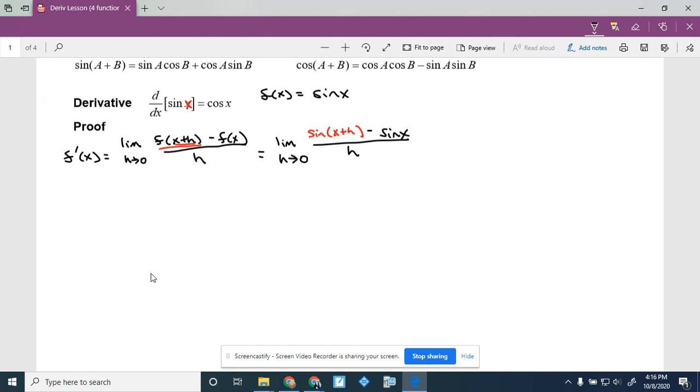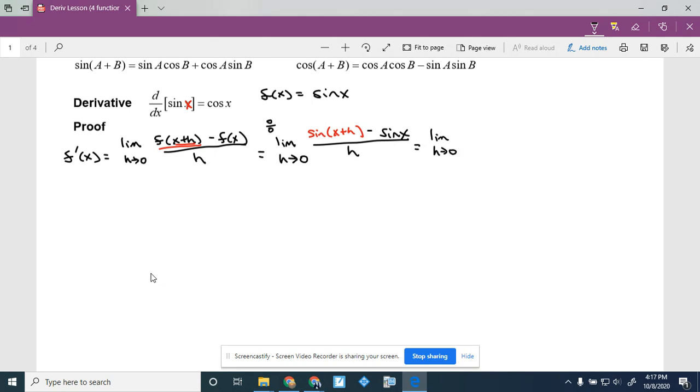Well, you should put 0 in for h first. And of course, we know what's going to happen. If you do that, sine x minus sine x is 0. The bottom is 0. You get 0 over 0. You get an indeterminate form. So you have to try something. So the thing to try here would be, if only I knew a way to expand the sine of a sum, that would be pretty helpful because then I can expand sine of x plus h.